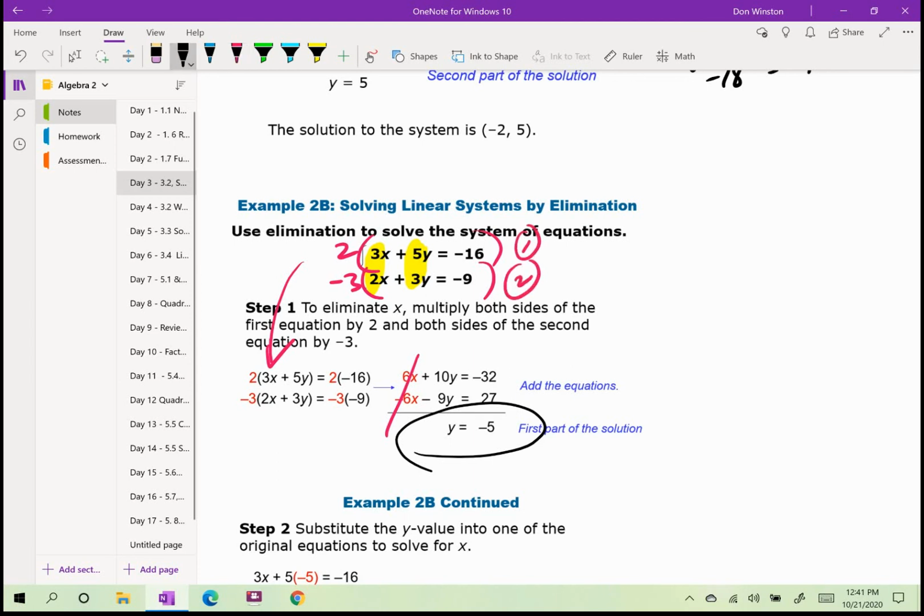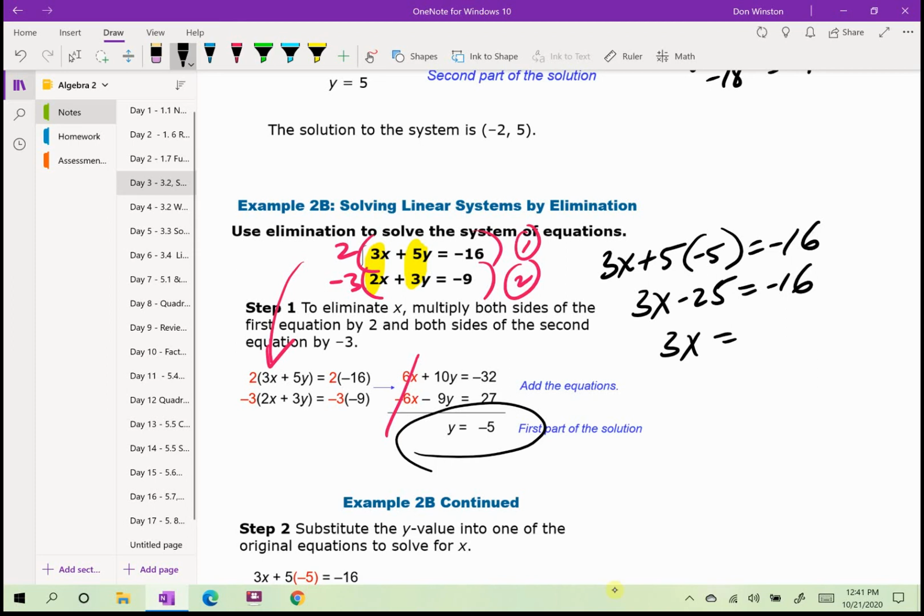Which one seems easier? I'll just choose the first one. So 3x plus 5 times y, which is negative 5, equals negative 16. So 3x minus 25 equals negative 16. So 3x equals negative 16 plus 25, and what would that be? 9. Right? 25 minus 16 is 9, and so divide by 3, and x equals 3. So solution, 3 and negative 5. X is 3 and y is negative 5. Then we could check.